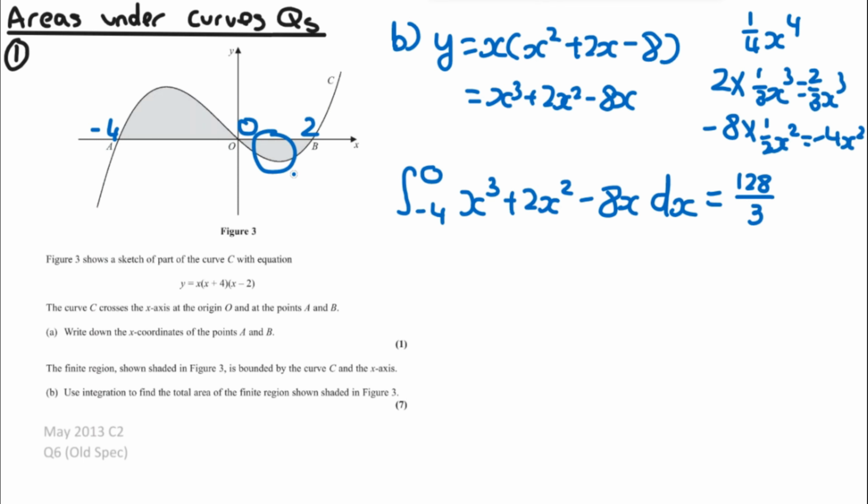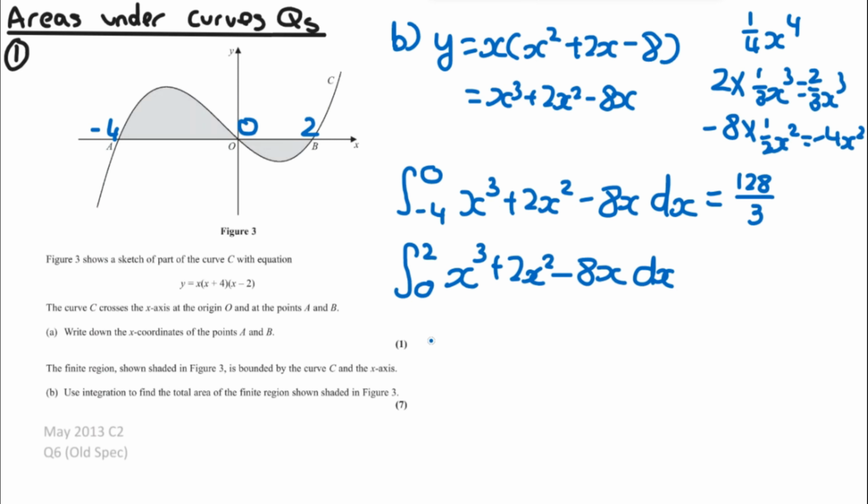So for this part here, it's going from 0 to 2, so it's going to be the integral from 0 to 2 of x to the power of 3 plus 2x squared minus 8x, dx. Remember it's the same integral as before, so it's going to be equal to 1 over 4 x to the power of 4 plus 2 over 3 x cubed minus 4 x squared, in brackets, going from 0 to 2.